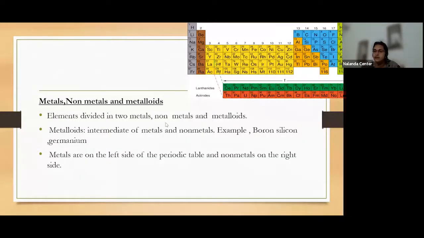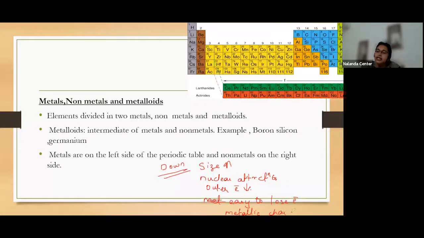Across the period, metallic property decreases. Yes? Yes, ma'am. Okay. So down the group, what happens? Size increases. More and more shells are added, so nuclear attraction to the outermost electron decreases. So it is easy to lose electron. So metallic character increases down the group. Are you guys clear with this concept?